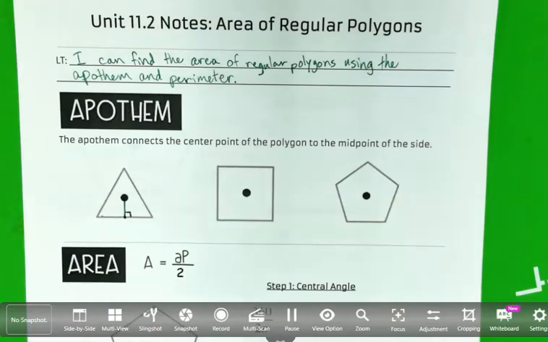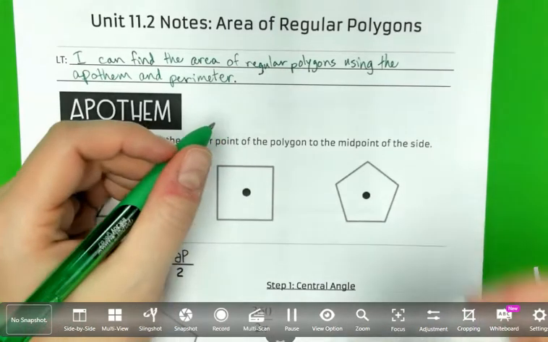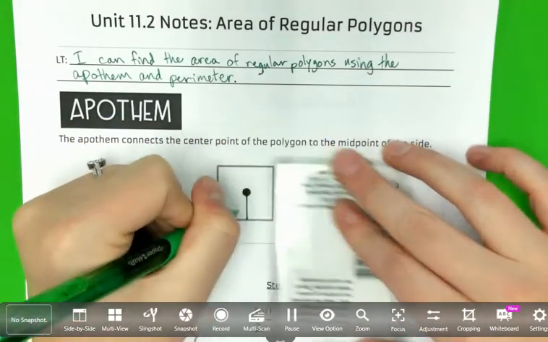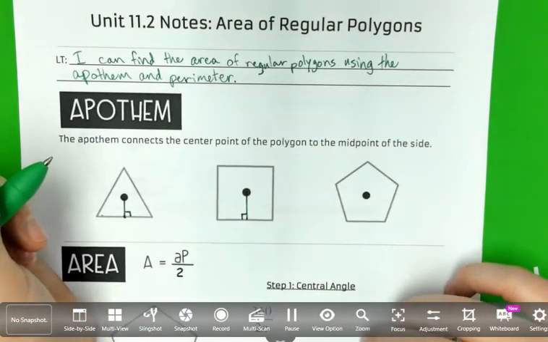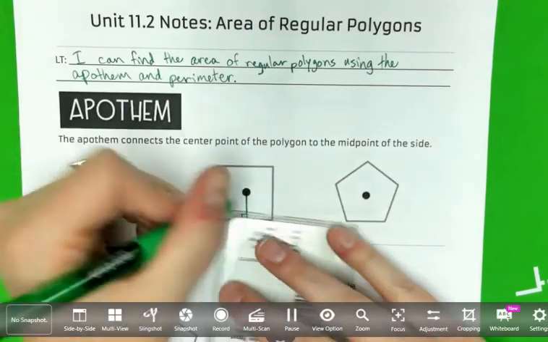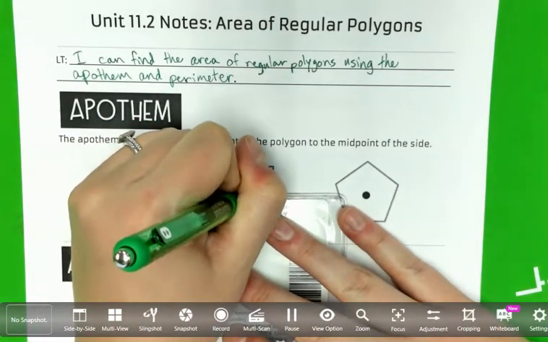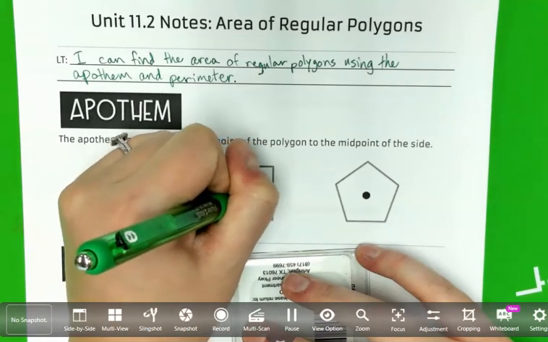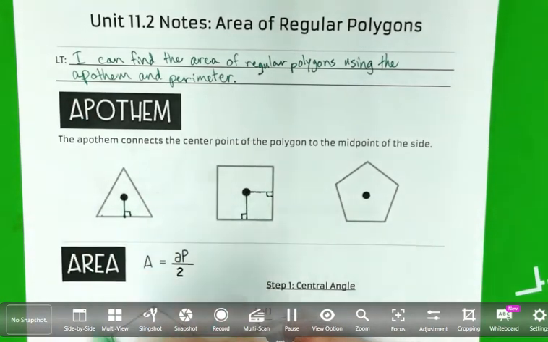All right, we're going to do the same thing for this one. It's just going to connect at a right angle at the midpoint of the side. And you can also draw it to any side, like this is also an apothem. They are both apothems.